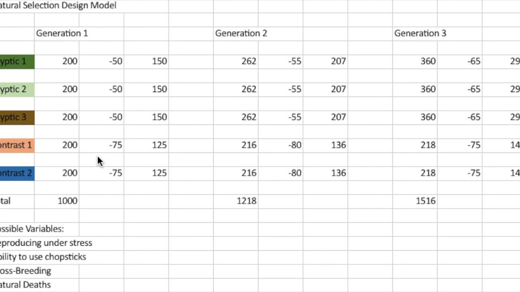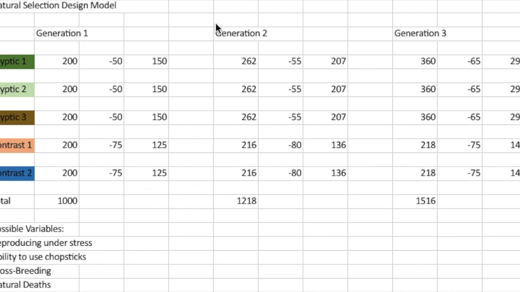Taking these variables into account, we decided that 50 of each of our cryptic worms would be predated on, and 75 of our contrast worms would be predated on. This difference is obviously due to the visibility of contrast and their inability to be camouflaged, therefore being more likely to be predated. So after predation, we were left with 150 of each cryptic and 125 of each contrast.